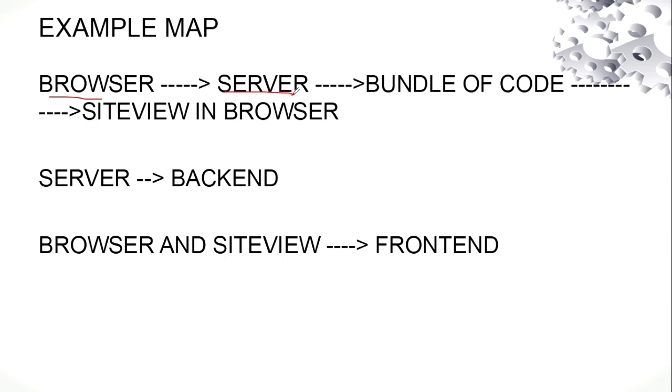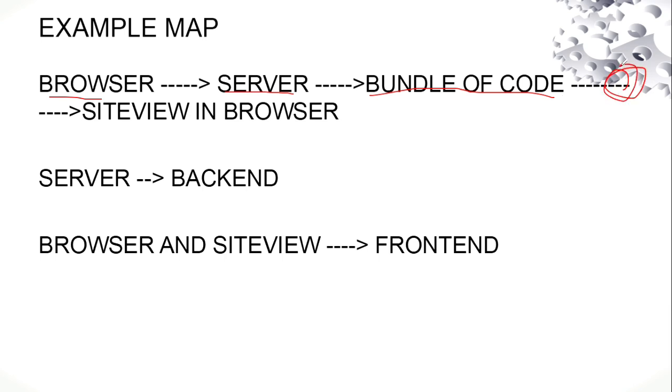Now it gets to know that it has to show something to the user, something to show on the front page of the website. So what it will do, it will create a bundle of code. That bundle of code is made up of HTML, CSS and JavaScript, which is the front end page of the website. Now this bundle of code will be received by the browser.